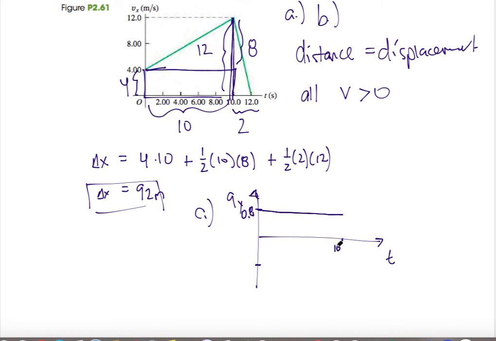So this is the 10-second mark. And then for the final 2 seconds, I'm going to have a slope of negative 12 divided by 2, which is negative 6. That is quite a negative value, but I'll just draw it not to scale. And this is all I have. That's all you need.